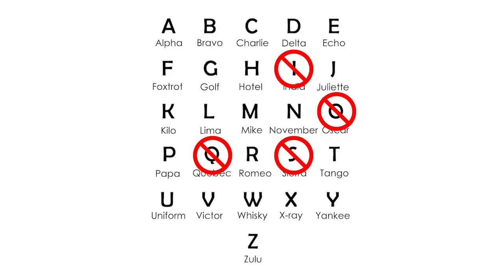And the last letter is Z. Z looks too much like the number 2. So scene 10Z might be mistaken for 102.